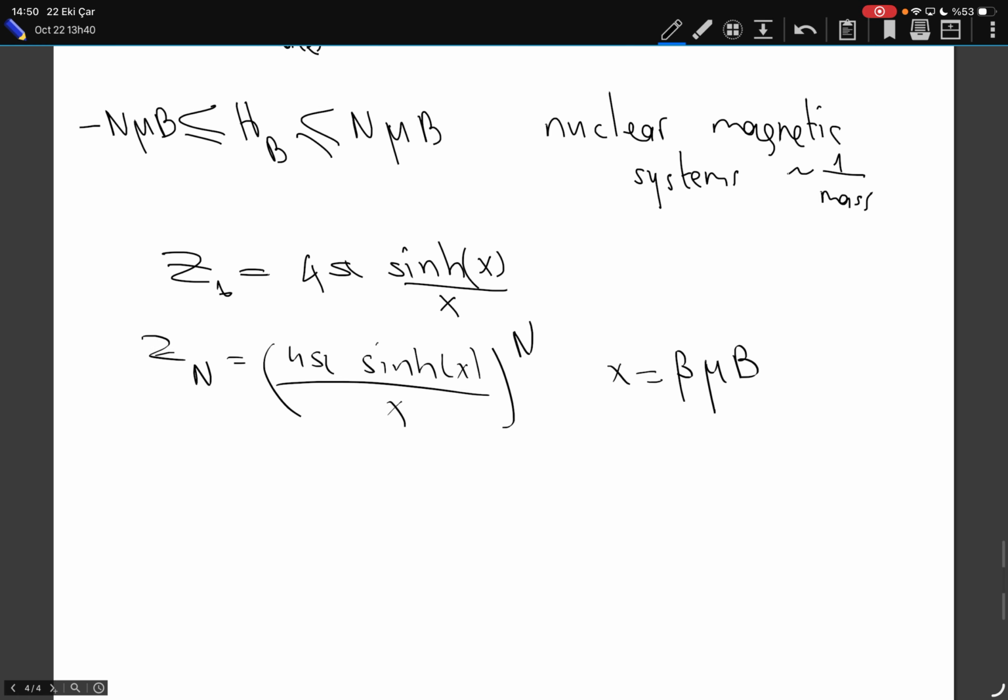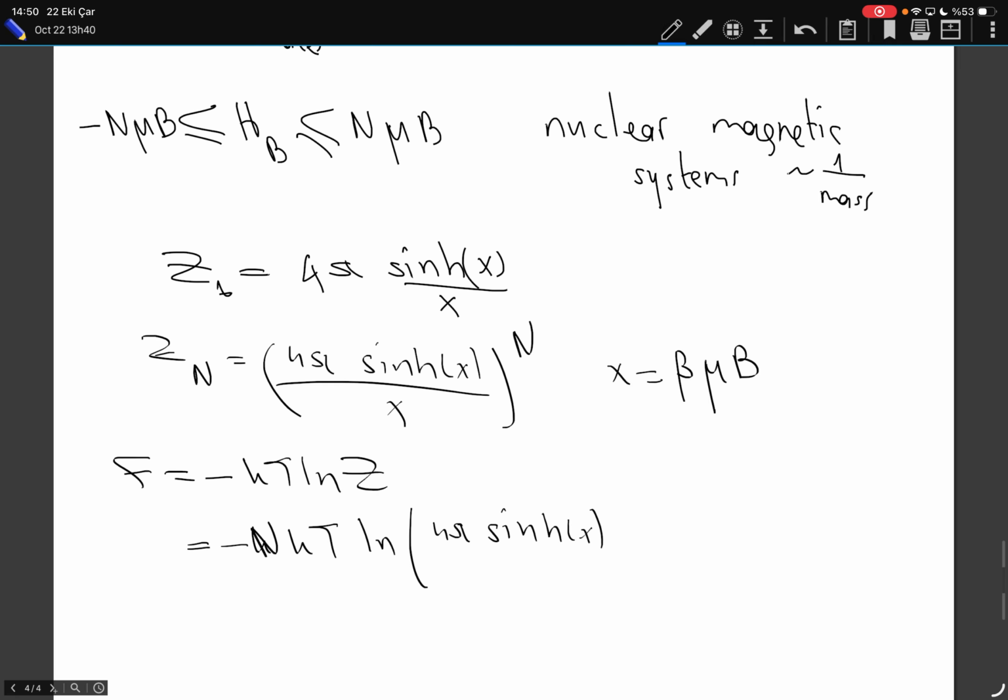Now the entropy might make this concept of negative temperatures a bit more clear. F would be minus kt logarithm of Z. This is how we define the free energy. So this will be minus nkt times logarithm of 4 pi sine hyperbolic x over x.